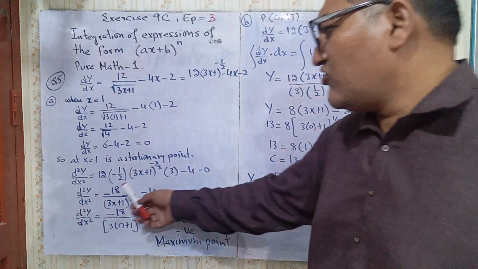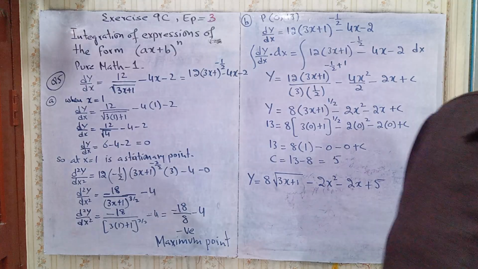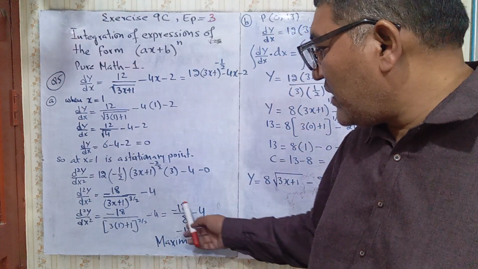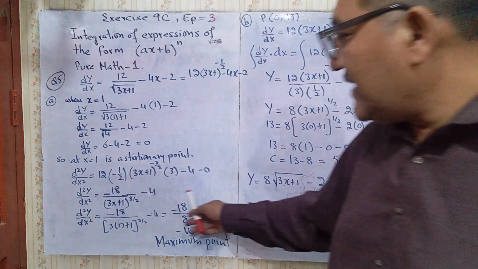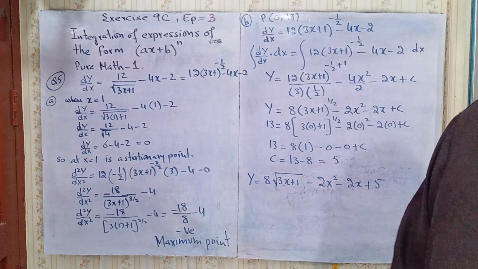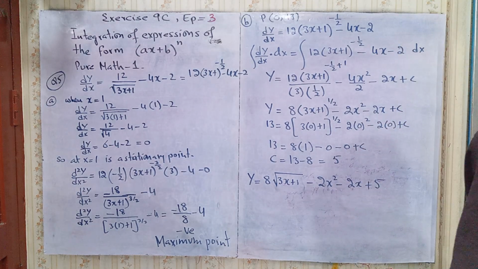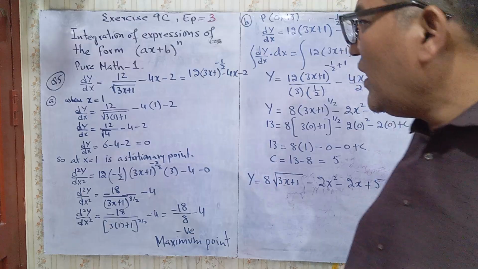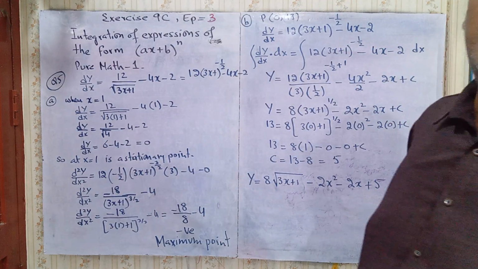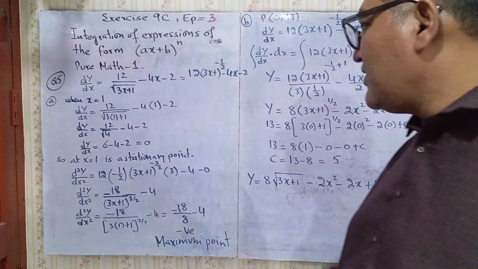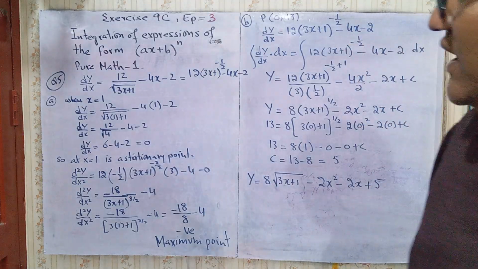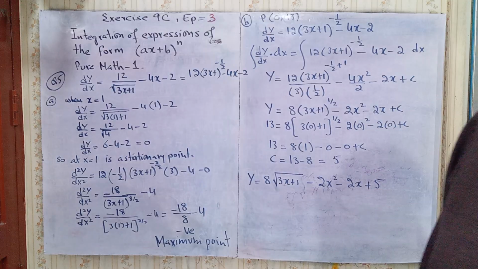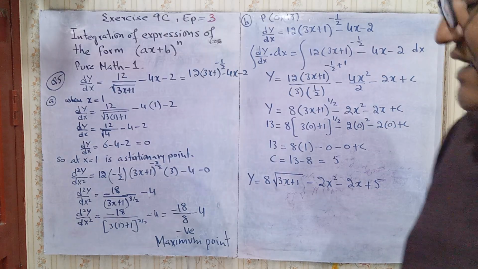Now, in this expression of the second derivative, wherever x is, put x equals 1. When I substitute 1, my expression is minus 18 by 8, minus 4. This answer is negative, because the value of the second derivative when x equals 1 is a negative number. So that means it's a maximum point. At x equals 1 there will be a maximum point, because the second derivative's value at that x is negative.